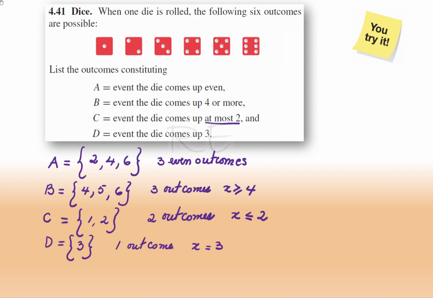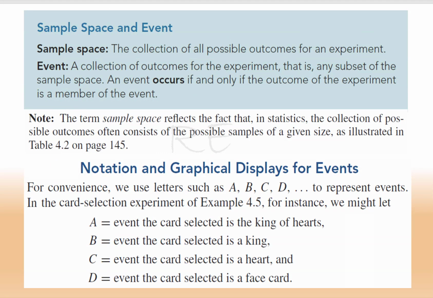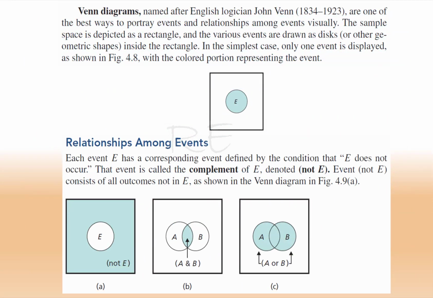Now, let's look at the definition for sample space and event. The sample space is the collection of all possible outcomes for the experiment. The event is a subset of the sample space, a collection of outcomes for the experiment. The event occurs if and only if the outcome of the experiment is a member of the event. For convenience, we use capital letters to represent events.